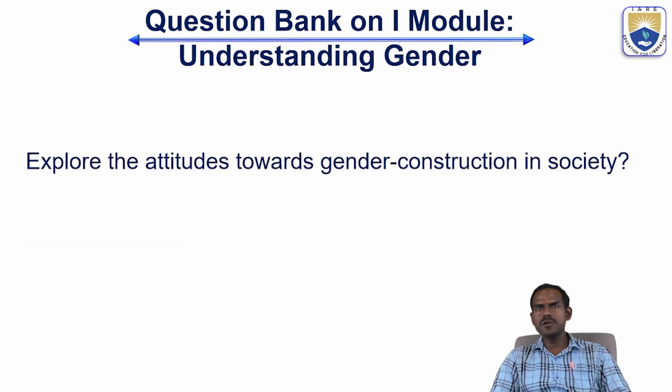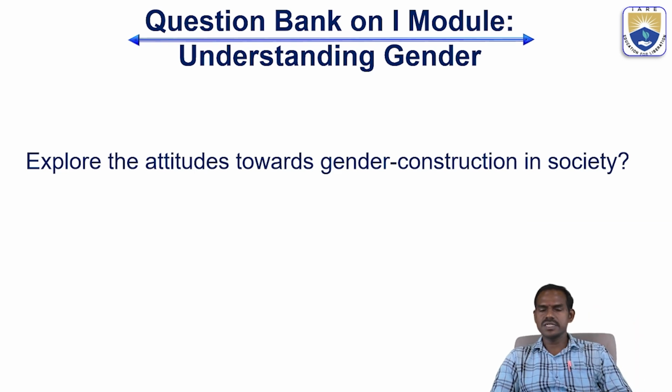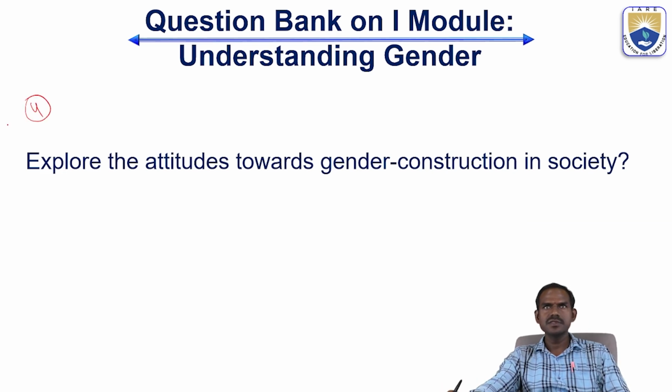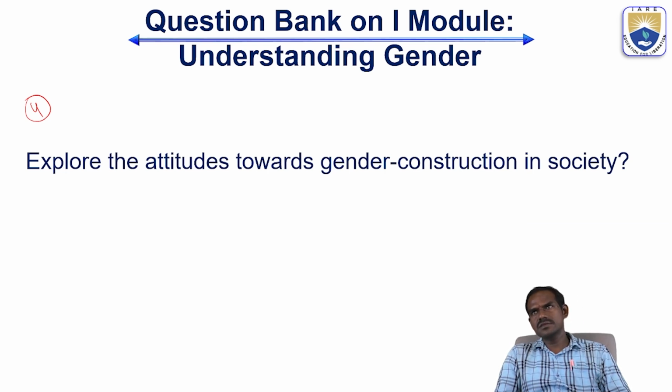That is, explore the attitudes towards gender construction in society. This is question number 4. So what are the attitudes towards gender construction in society? In our society, as I told, fame is constructed in a different way. By cycling, you can create a fame.